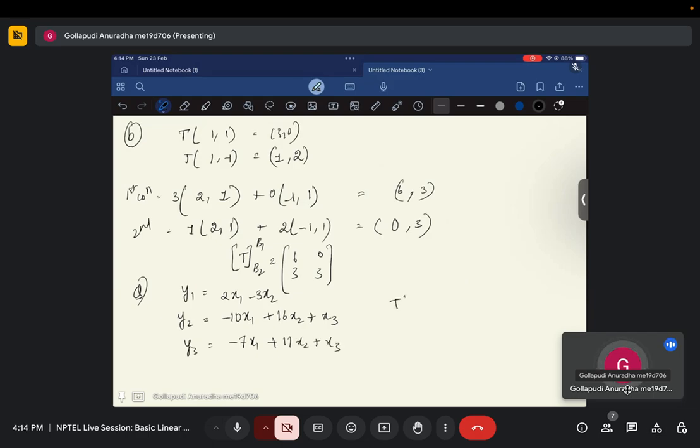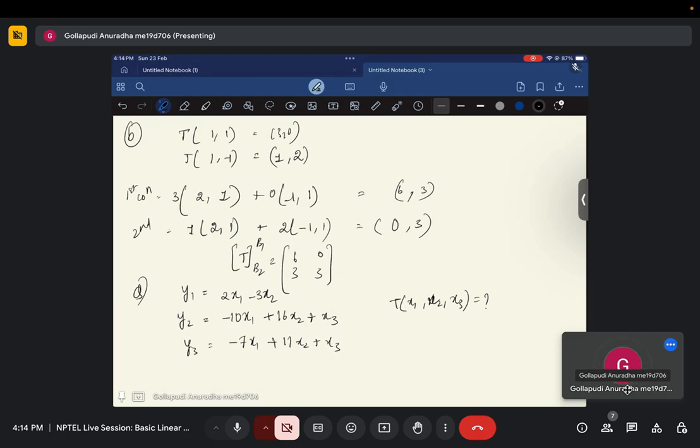So find the transformation matrix for this. No, I think I have a doubt. I think what Ravi Shukla sir was saying is correct. You have to write (3, 0) as a linear combination of (2, 1) and (-1, 1). Yes, ma'am, that's my question.